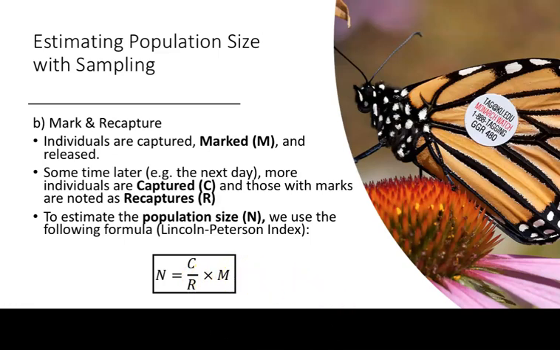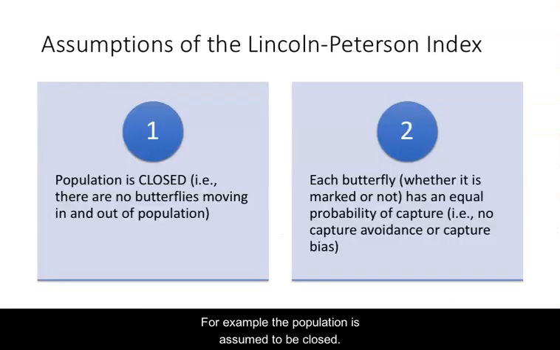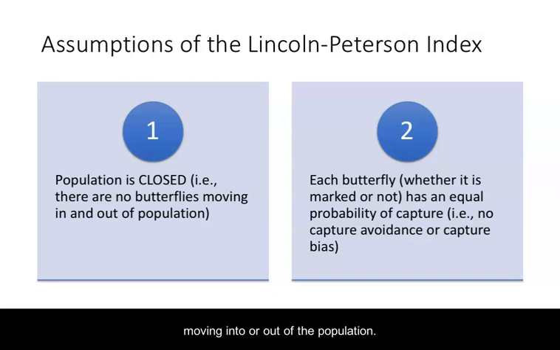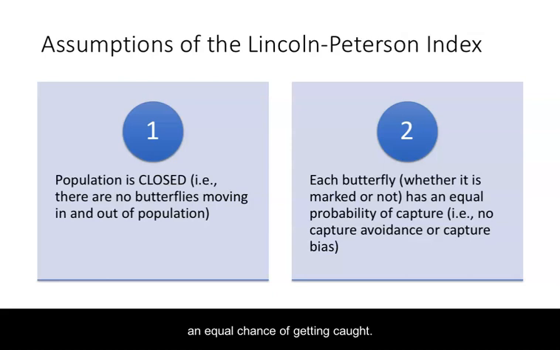first day. Now there are some assumptions of the Lincoln-Peterson index. For example, the population is assumed to be closed. That means there's no movement of organisms. In this case, we might be talking about butterflies moving into or out of the population. And the second thing, that every butterfly has an equal probability of capture. That means that they haven't learned to avoid the capture trap and things like that. So we have to assume that out there, every butterfly has an equal chance of getting caught.